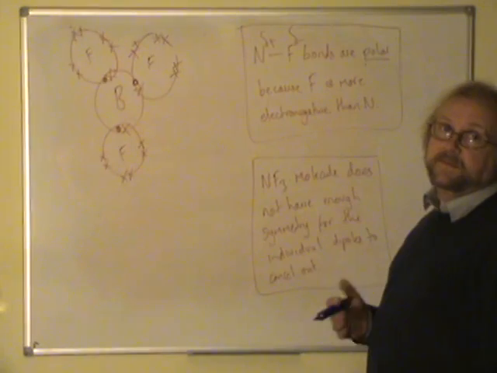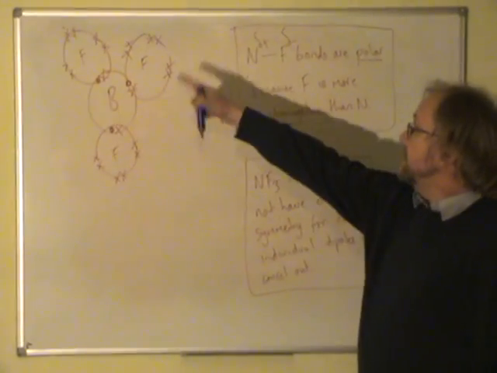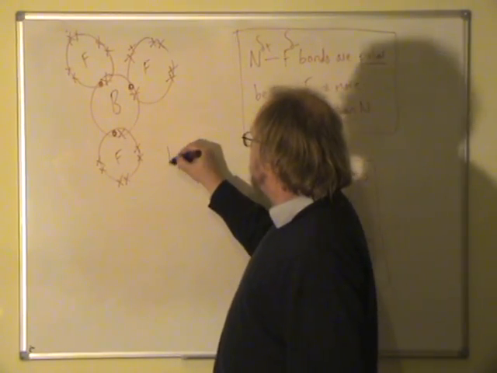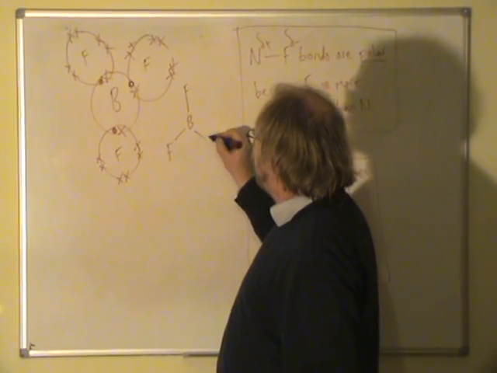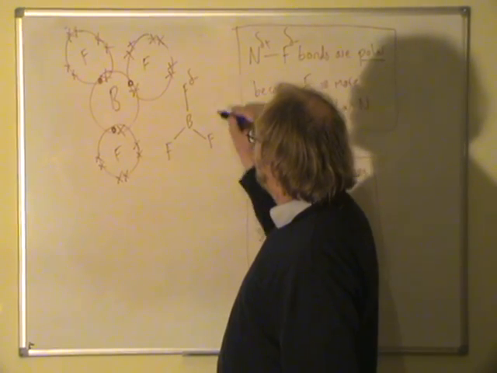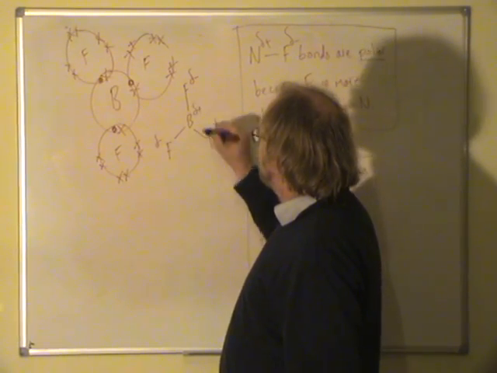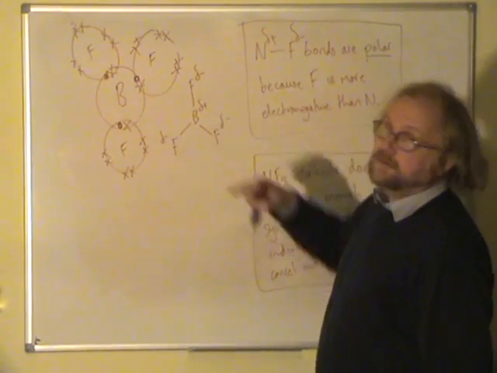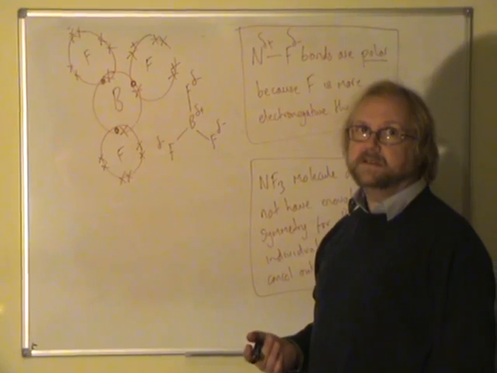Okay, that would be enough to complete the answer to the question. But let's just see why that's the case. Because we've already seen that with BF3, you get this trigonal planar shape, like that. And in fact, in that case, again you have polar bonds, with the boron being delta positive, but the symmetry is such that those individual dipoles do cancel out, and that molecule doesn't have a dipole moment.